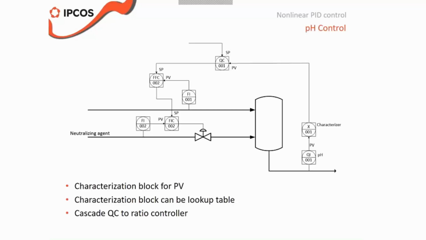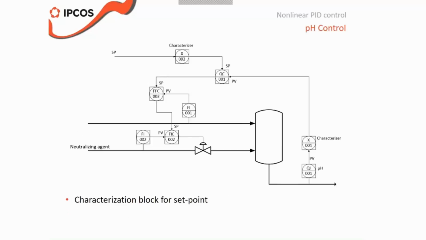So how to deal with this? Well, also add another characterization to the DCS, which transforms the SP to a transformed SP, which means that the SP the PID controller sees is in the same units, the same value as the PV of the flow control of the quality controller. Just to help the operators. And if you implement it like this in the DCS, then you will see it improves pH control a lot compared to just the quality control to a flow control.